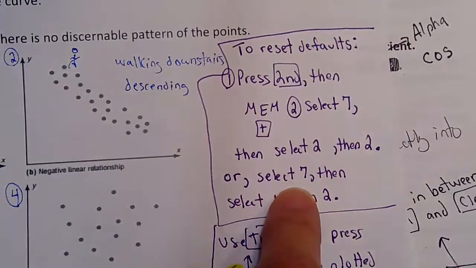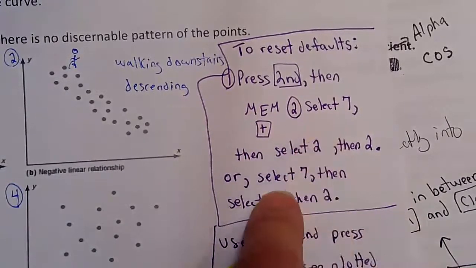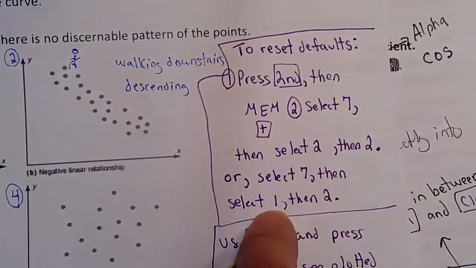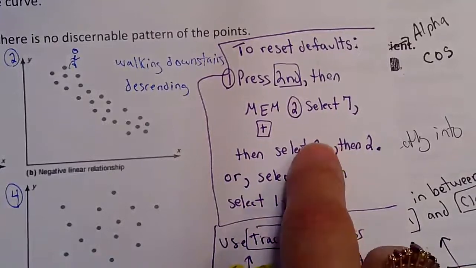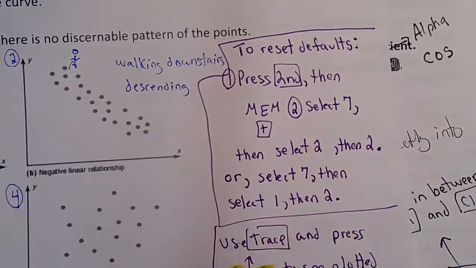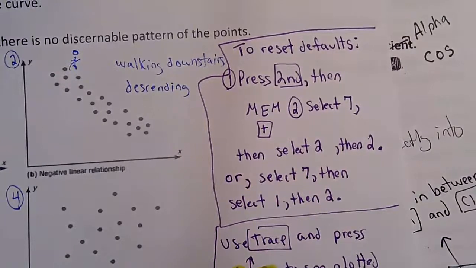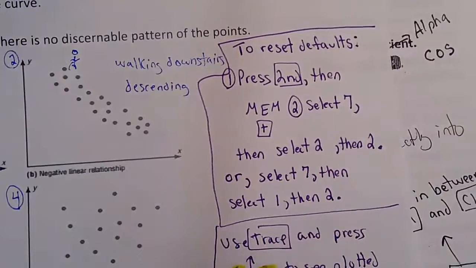You would press second, then the plus sign, but then you would select 7, then select 1, and then select 2. So the only difference is this here. And those are the two options, and usually one or the other will take care of it. The graph should appear after doing this reset, if it's not attributed to a mismatch error or a window error. So try that first. Hopefully it's a window error or a mismatch error, and if not, then do this.